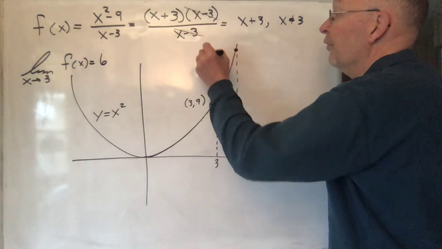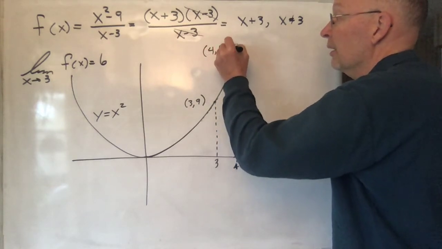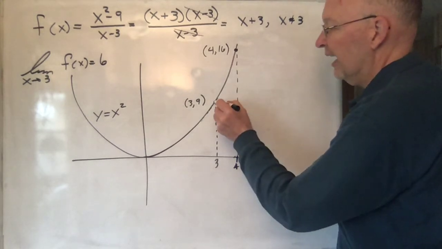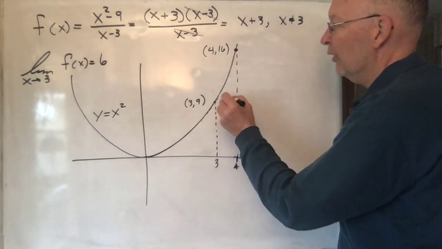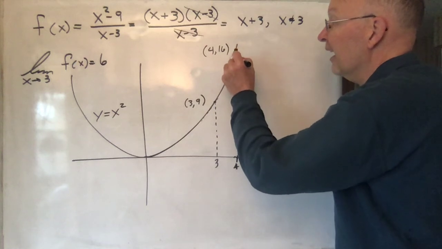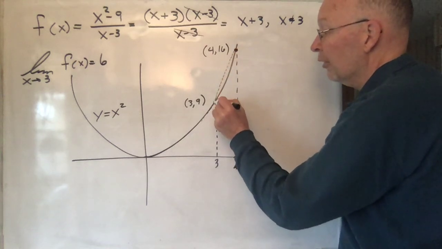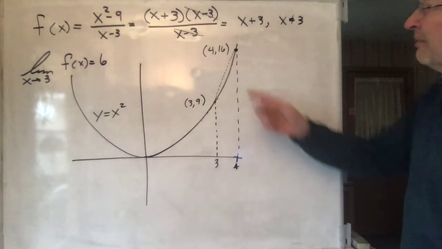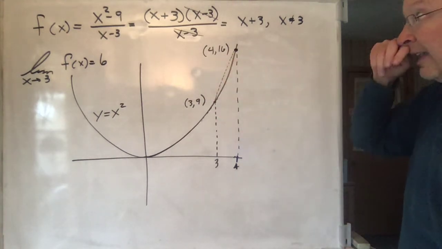So there's the point 4, 16 right there. And then, instead of finding the tangent line here, which we don't know how to do yet, let's just find the secant line that goes through those 2 points. Secant means it hits the graph in 2 places. And we can find the slope of the secant line easily enough.